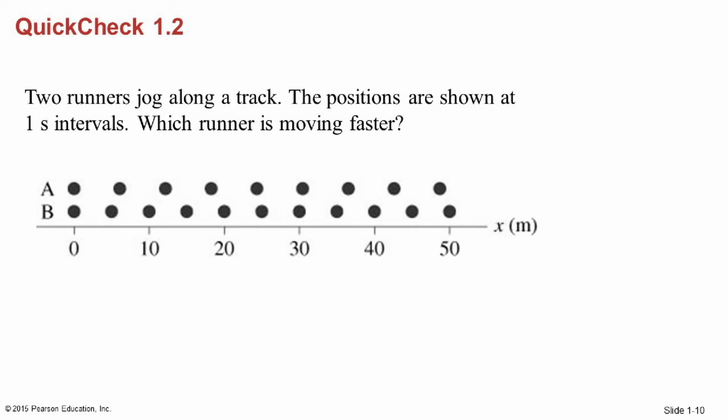In this example, when two runners jog along a track, we can figure out which one of these runners is going faster. The time between each one of these points is the same. And so if the displacement is larger for a given time interval, then you know that runner is going faster. Make sure that you can do this example on your own.